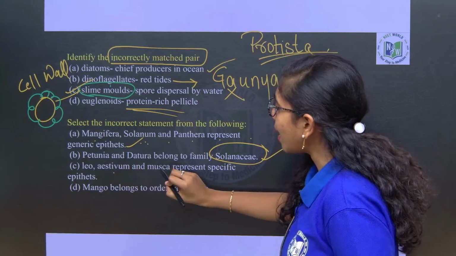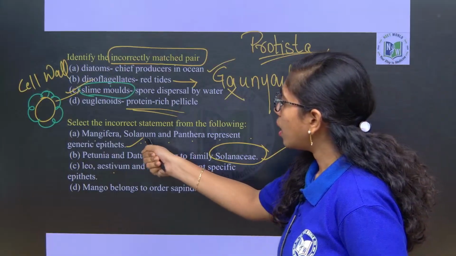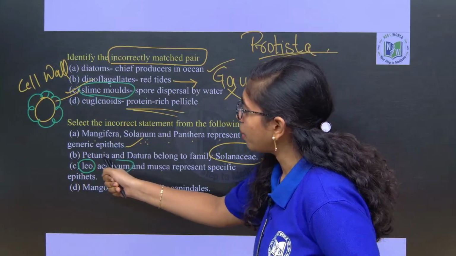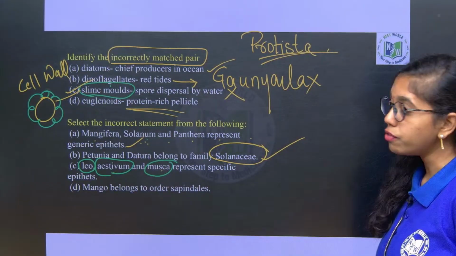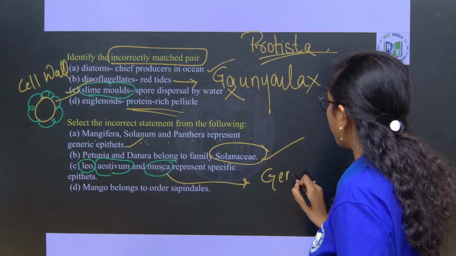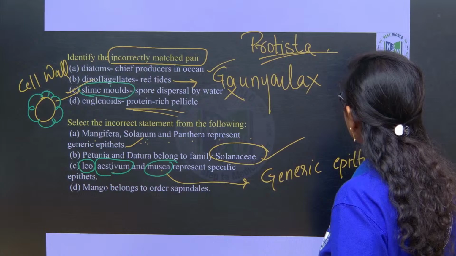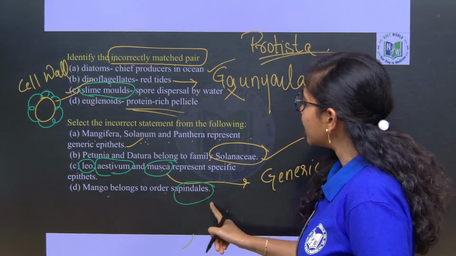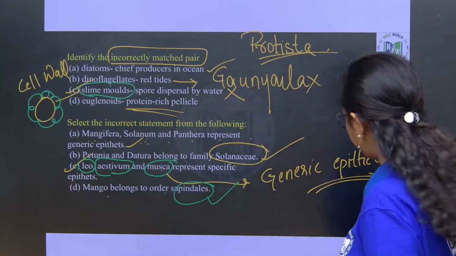Leo, aestivum, and musca represent specific epithets. Wrong. Panthera leo, leo is the species, correct. Triticum aestivum, aestivum is the species, correct. But Musca domestica, that is for house fly, this musca is the generic epithet, not the species. Mango belongs to the order Sapindales. True. So, here we have to go with option C.